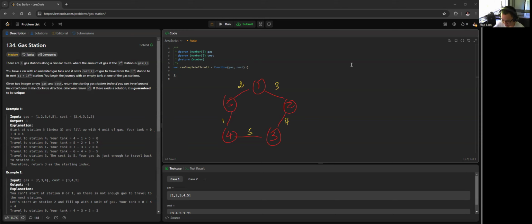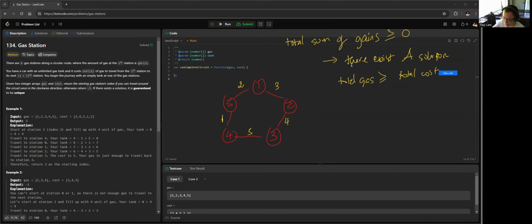So how do we know if there's a solution or not? If the total sum of gain is greater than or equal to 0, we know that there exists a solution. The gain means the total gas has to be greater than or equal to the total cost.